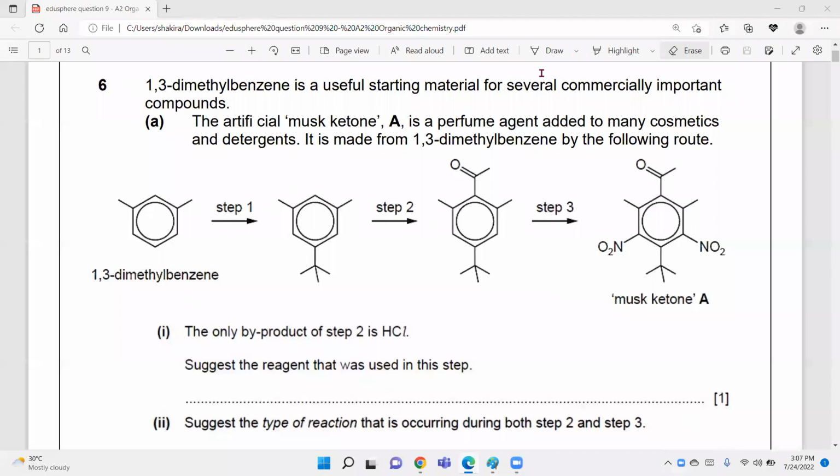Yeah, this question says that there's a compound, 1,3-dimethyl benzene. 1,3-dimethyl benzene is used to manufacture something called musky.